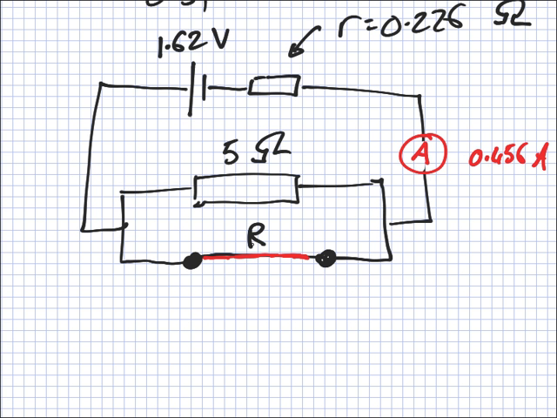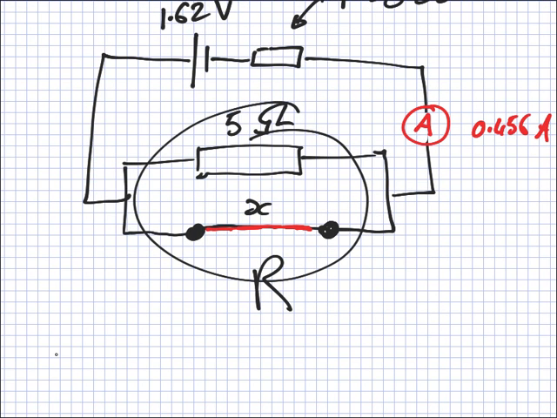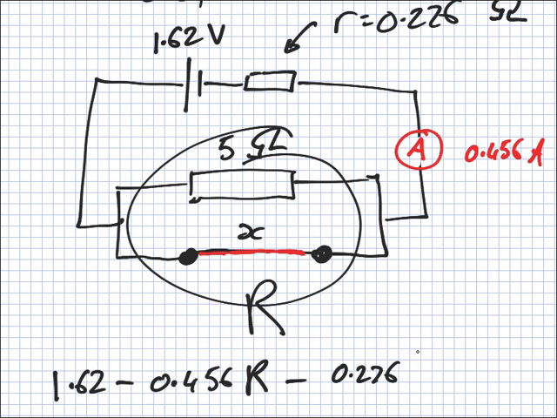So I think the first thing we'll have to do is get the total resistance. So what I'll do is I'll call this one here X, and if I was to picture it together as one resistor, I'll call it big R, if you could combine them. So again, using Kirchhoff, you have 1.62 minus 0.456 big R minus 0.226 times 0.456 equals 0. Okay? Is that okay? Now, do you understand that that R is for both of them together, as if they were one?